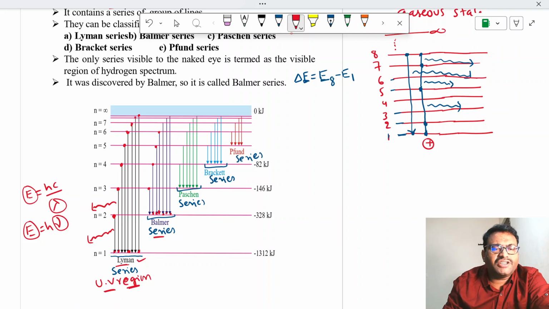See, these Balmer series spectral lines, we have already studied that they have energy, and energy is associated with wavelength as well as frequency, and their wavelengths lie in the range of the visible region. Visible region.